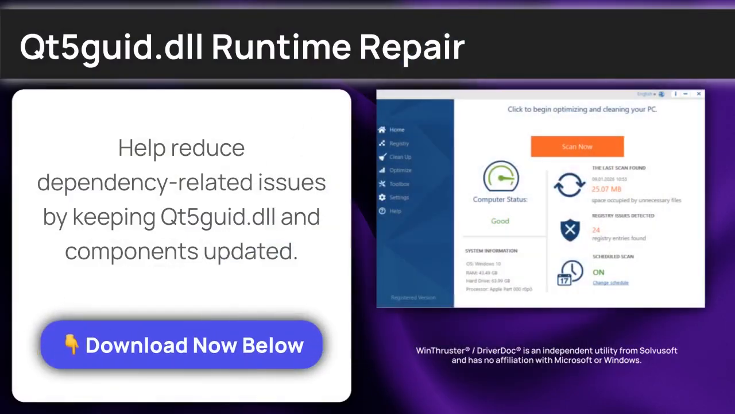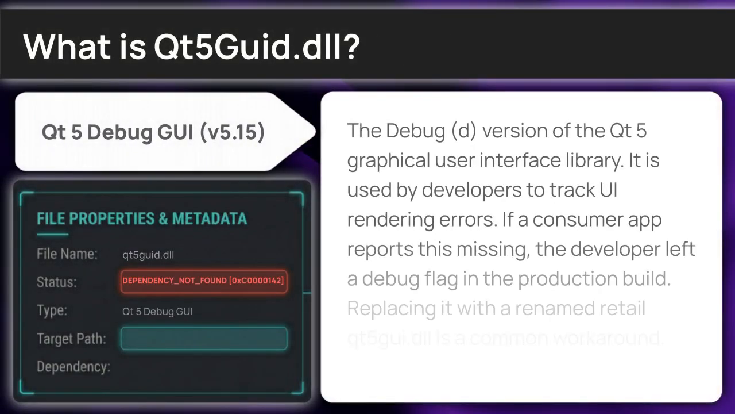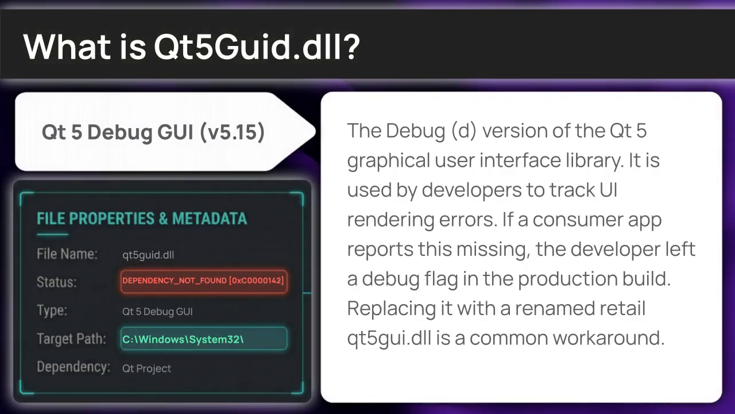This is the qt5 graphics interface debug, the Debug GUI version of the qt5 graphical user interface library. It is used by developers to track UI rendering errors. If a consumer app reports this missing, the developer left a debug flag in the production build. Replacing it with a renamed retail qt5guid DLL is a common workaround. Now that we've covered what the file does, let's jump into our first fix.